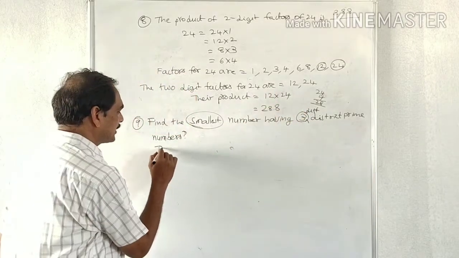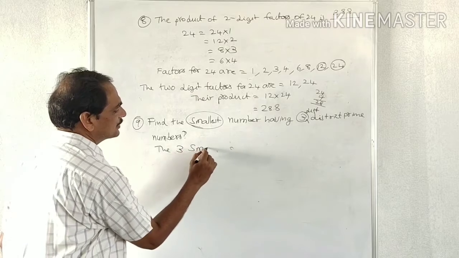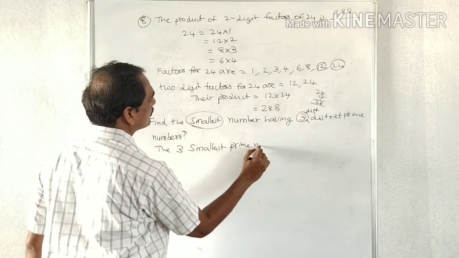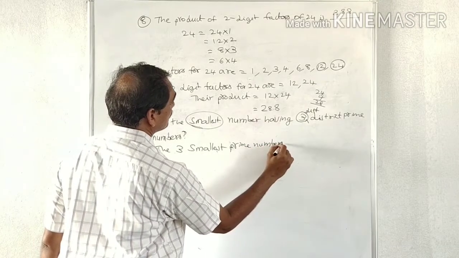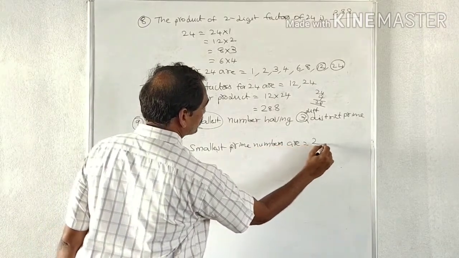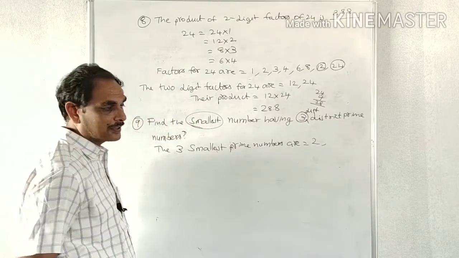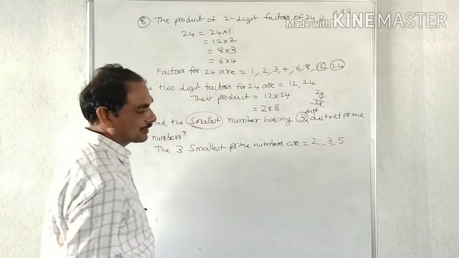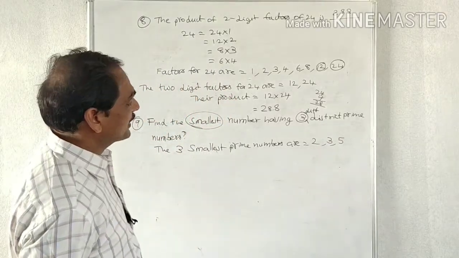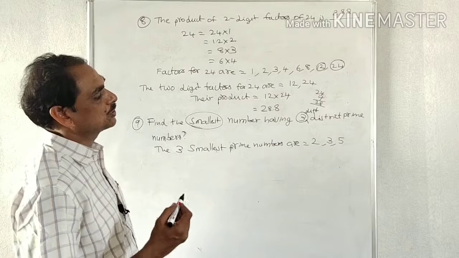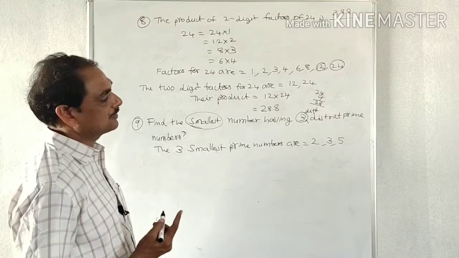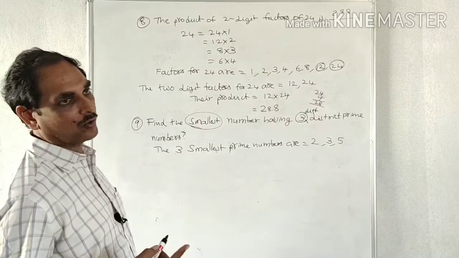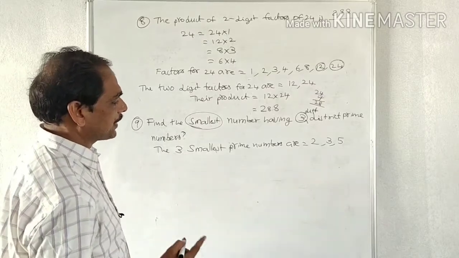So the three smallest prime numbers are: 2 is the smallest prime number, and the next prime number is 3, and next is 5. These are the three smallest prime numbers. So 2 has only 1 and itself as factors, so it is called a prime number. Similarly 3, 5 are the three smallest prime numbers.